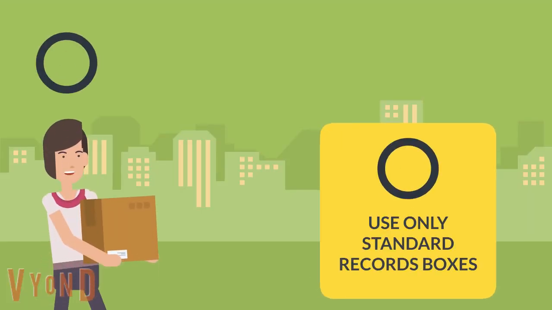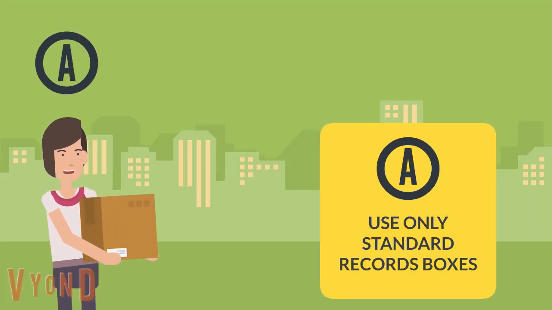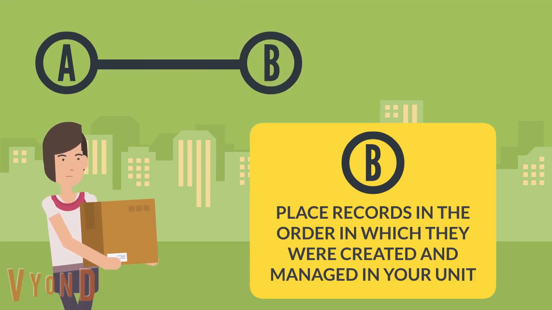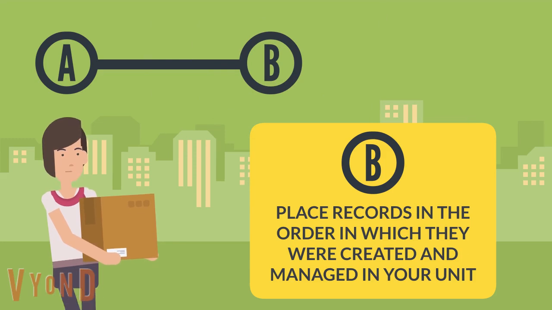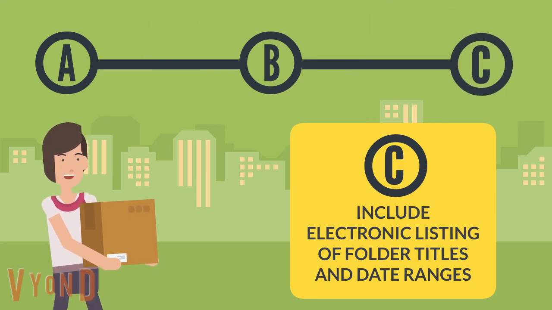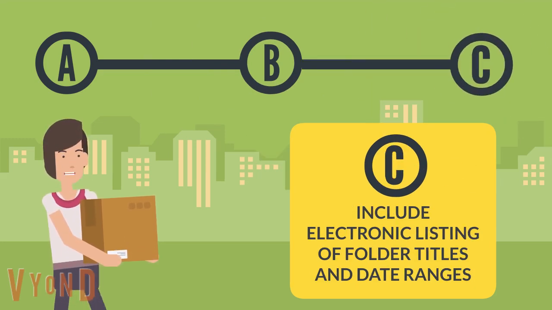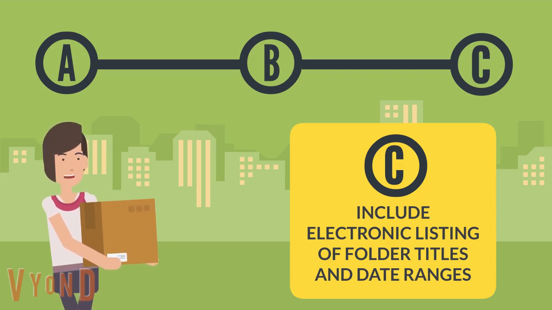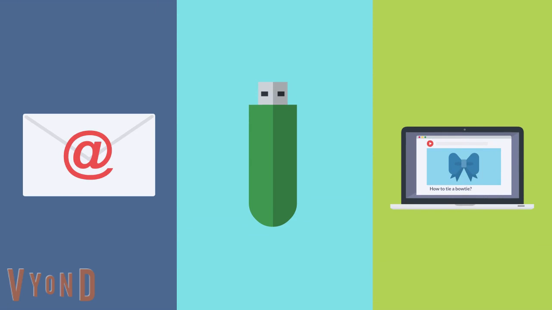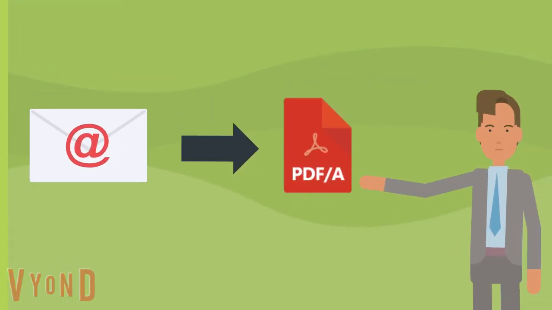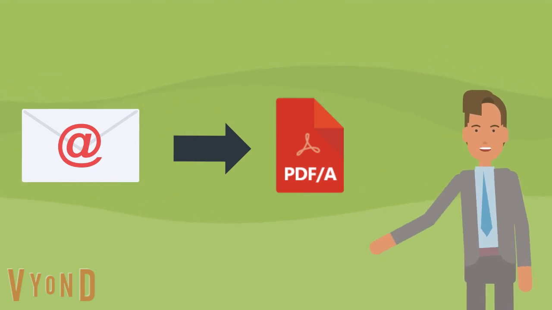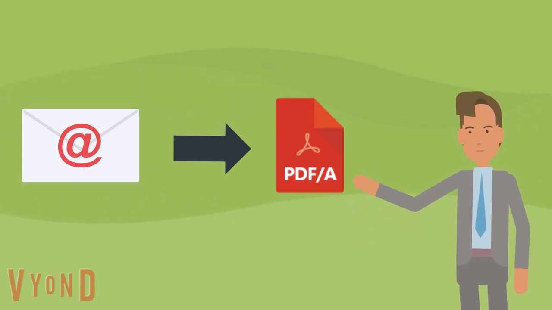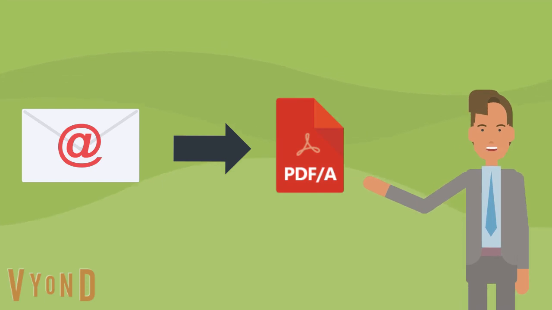Paper records should be transferred to the archives in standard records boxes. The records should be placed in the boxes in the order in which they were created and managed by your unit. Transfers must include an electronic listing of folder titles for the materials, along with the date range of the materials in each folder. If available, electronic records are preferred to paper records by the university archives. Electronic records may need to be converted to a standard file format. Once you have identified electronic records that are acceptable for the archives, either RIMS or archive staff can help you with the transfer process.